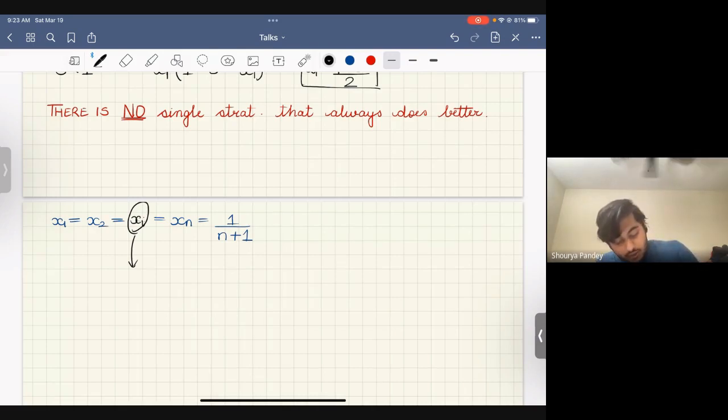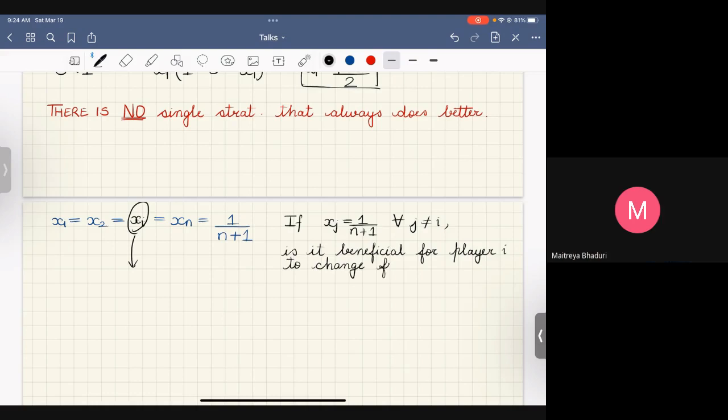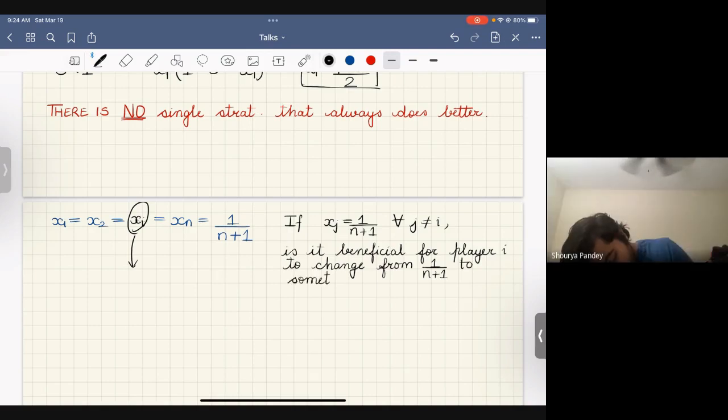That is, if xj is 1 over n plus 1 for all j not equal to i, is it beneficial for player i to change their strategy? No. Why? Because 1 minus s by 2 is 1 by n plus 1. Exactly.